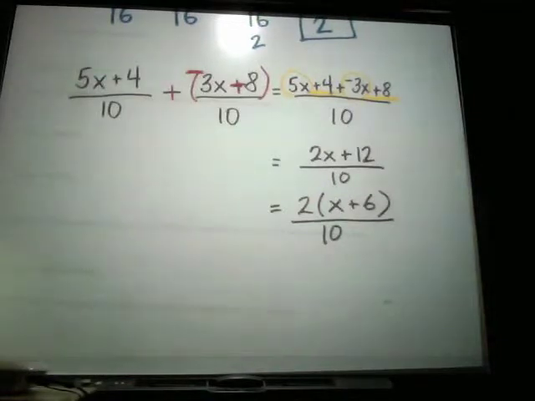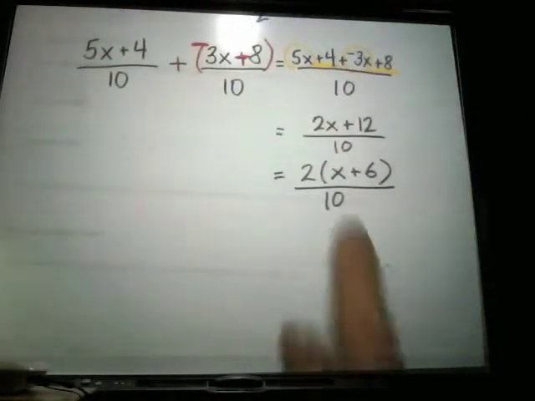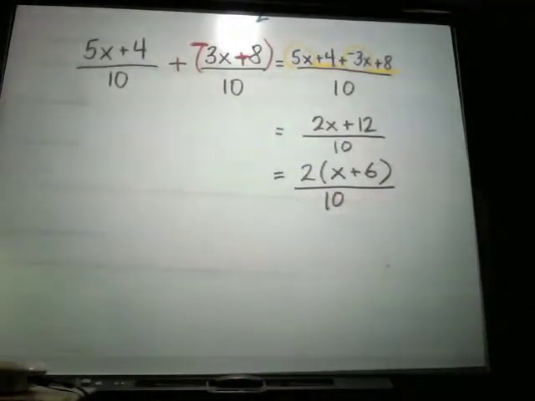And here's why I need to do that. Because I'm going to be able to simplify more. If I factor a 2 out of that numerator, that 2 is being multiplied by the x plus 6. Because it's being multiplied, I can simplify it with the denominator.